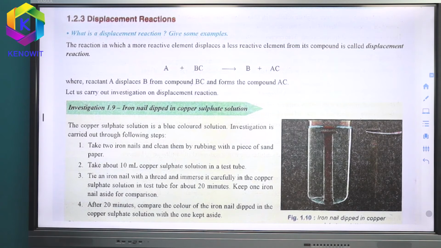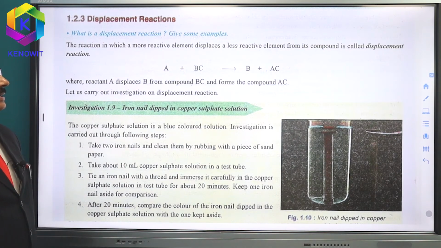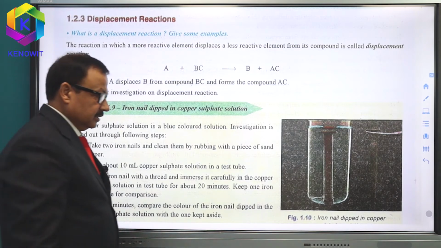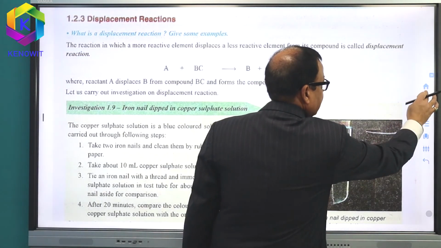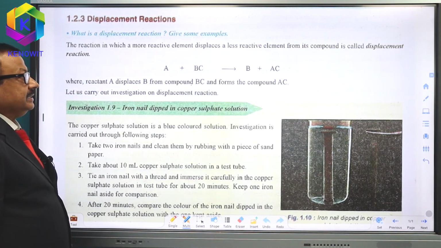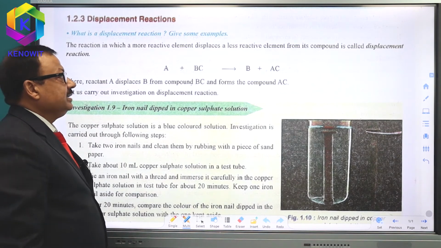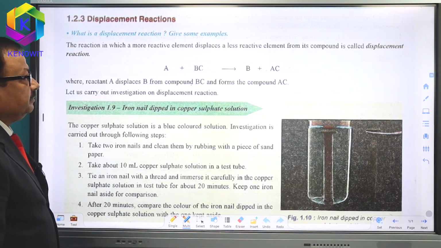Then displacement reaction. The reaction in which a more reactive element displaces a less reactive element. For example, in this reaction, the reactants are A and BC. In this case, whether A is more reactive than B, or B is more reactive than A, or C is more reactive than A, is based on displacement.